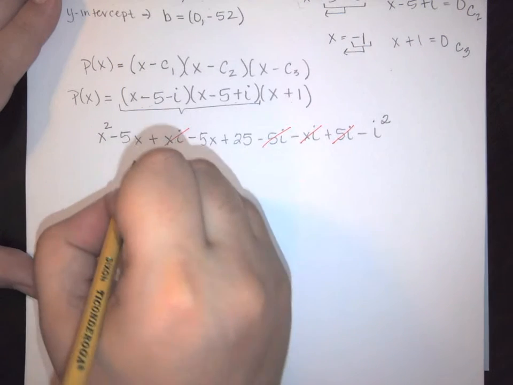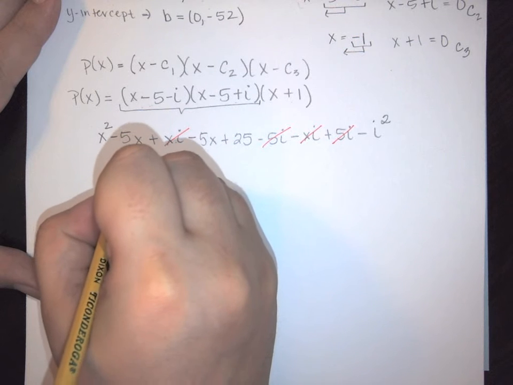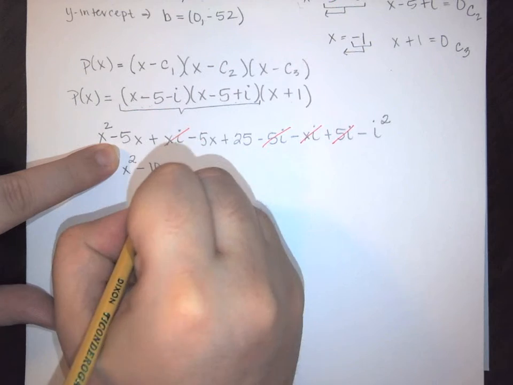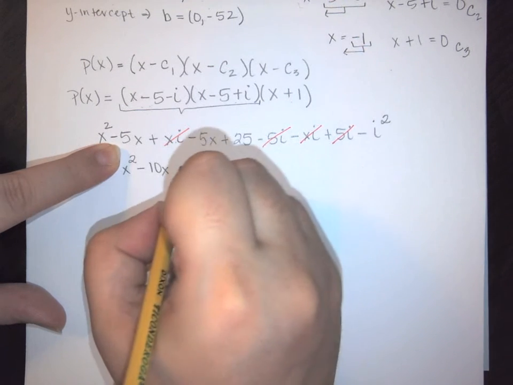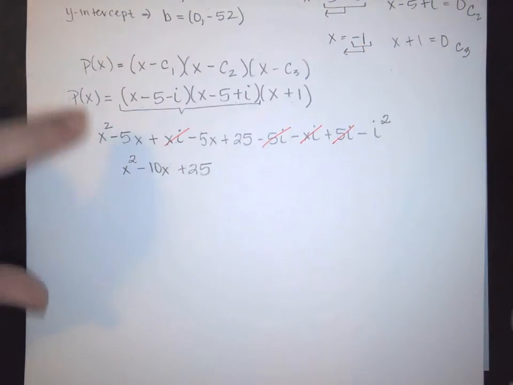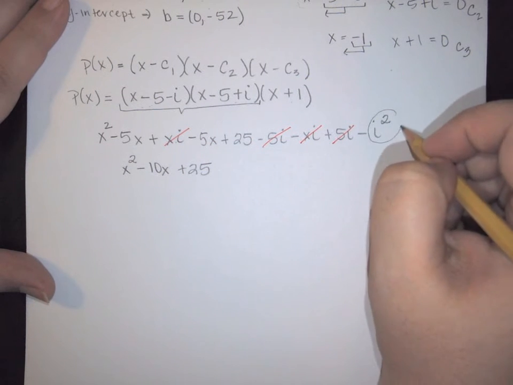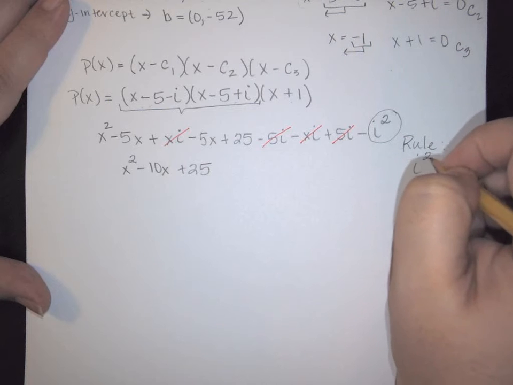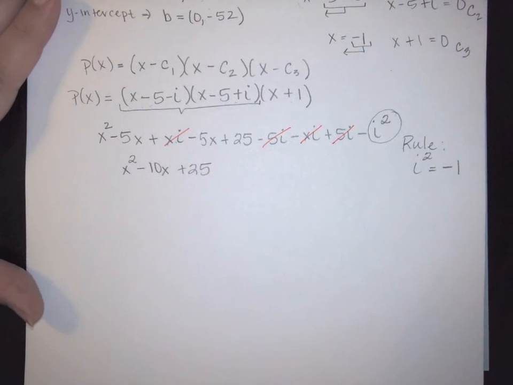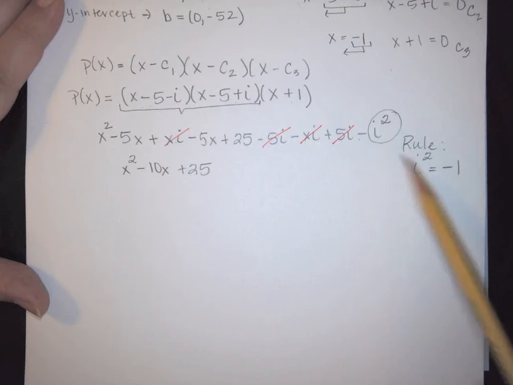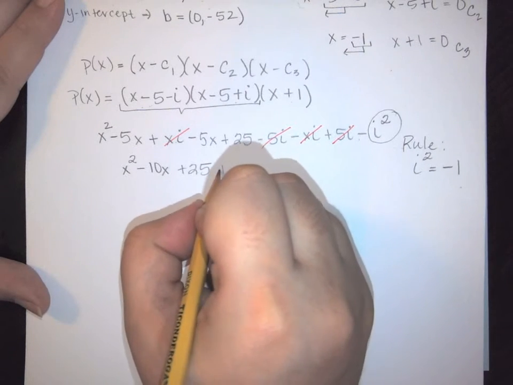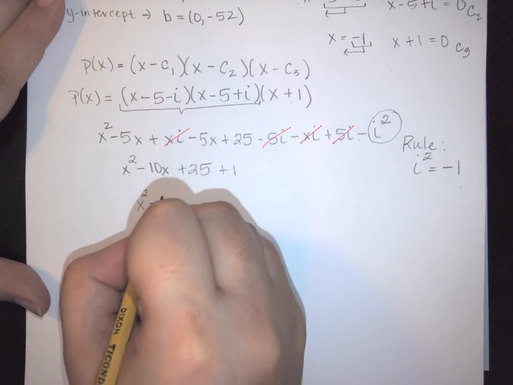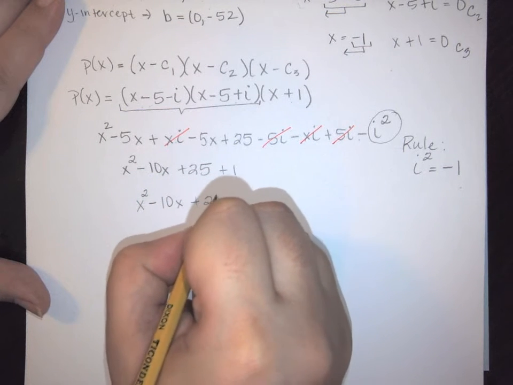So here I have x squared. I have minus 5x, which is a minus 10x. I have plus 25. And then over here, notice I have an i squared. So you need to remember your rule, which says that i squared equals negative 1. So here this is minus a negative, so this becomes plus 1. So the whole thing becomes x squared minus 10x plus 26.